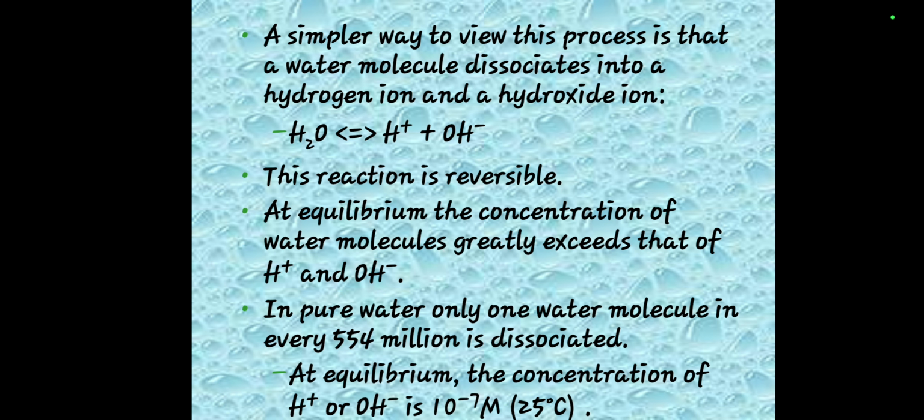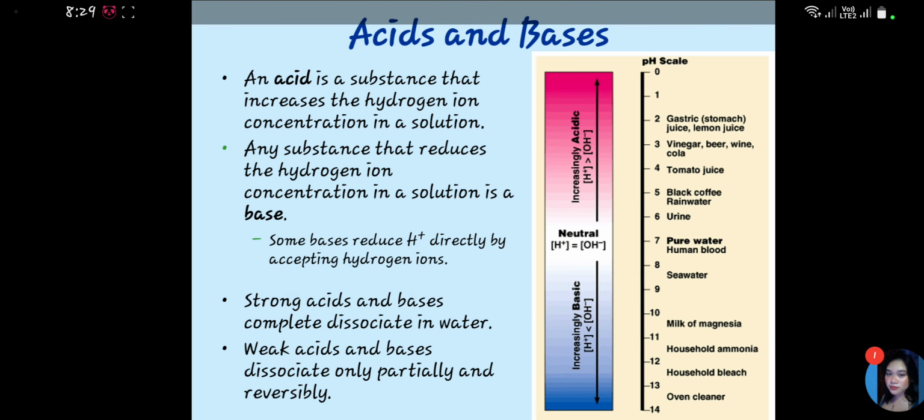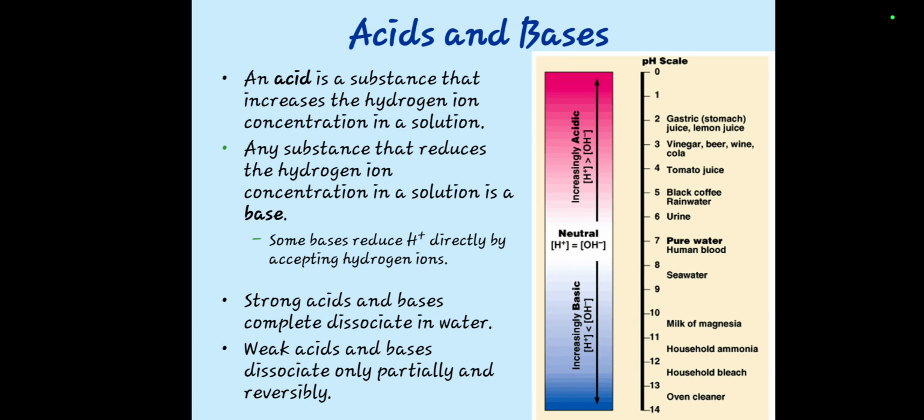So this is basically not a review, but a hint for our next topic, from concentration of solution to acids and bases. An acid is a substance that increases the hydrogen ion concentration in a solution, and a substance that reduces the hydrogen ion concentration is called a base. We also have strong acids and bases, which dissociate completely in water. Weak acids and bases dissociate only partially and reversibly. So we also have strong acid and weak acid, and strong base and weak base. Okay? So that describes the acid and base topic.